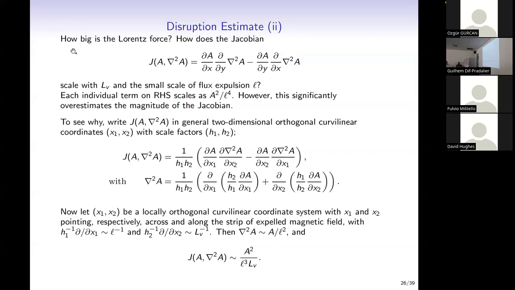So these two terms do scale as A squared over little L to the 4th, but their difference does not. It's their difference that is the Lorentz force, or the curl of the Lorentz force. So this is the argument one should use, and that's the key scaling for the Lorentz force.